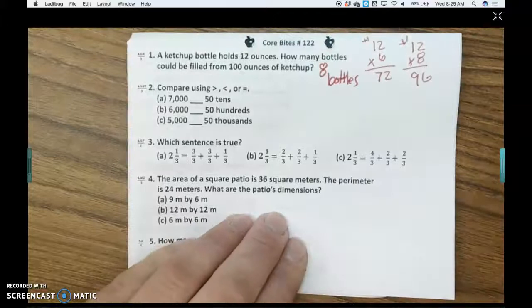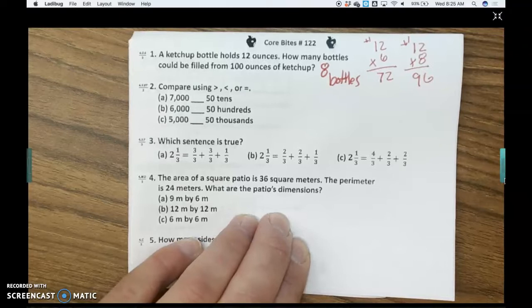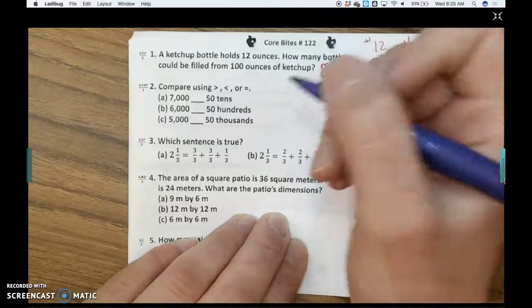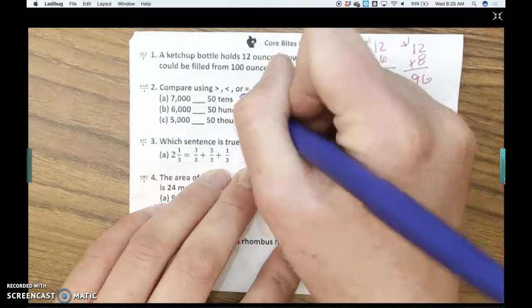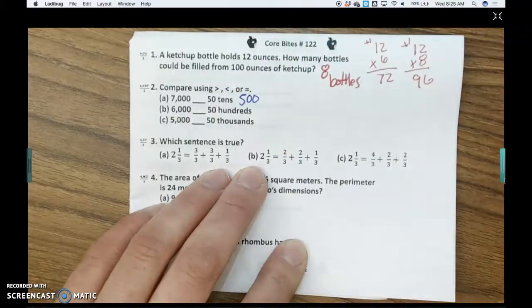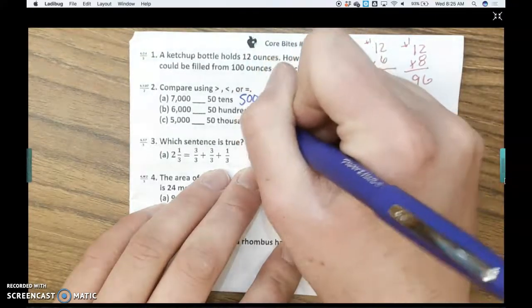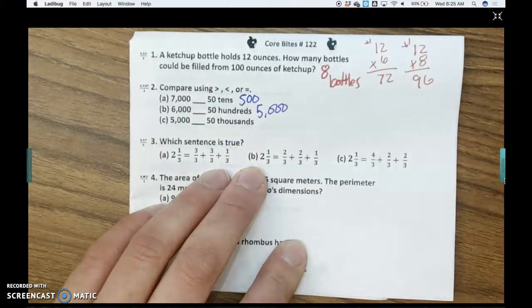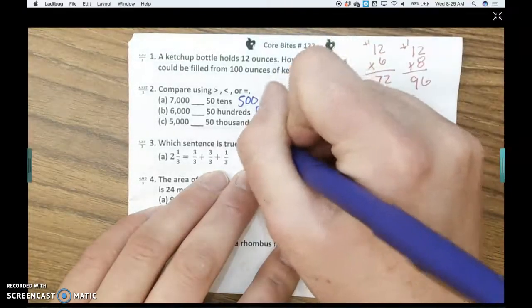Okay? For the next one, we're going to compare and contrast. So 7,000 compared to 50 tens. So if you just think of your zeros there and just add them in. So if you had 50 10 times, that would give you 500. So we're going to go ahead and write those. 50 hundreds, so if you had 50 100 times, you would have 5,000. And then if you had 50 1,000 times, you would have 50,000.